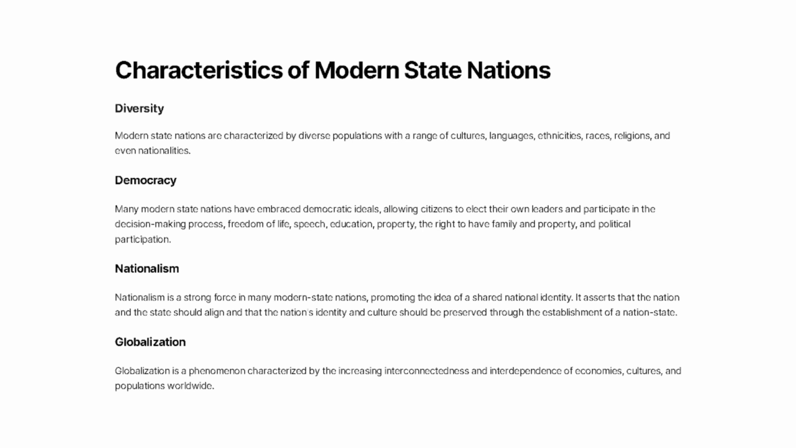The fourth characteristic of modern state nation is globalization. Globalization is a phenomenon characterized by the increased interconnectedness and interdependence of economies, cultures, and populations worldwide. So basically, it is a thing where the world has become a global village.